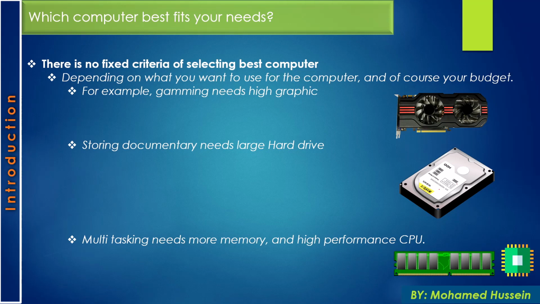For example, gaming needs high graphics, storing large amounts of information such as documentaries needs a large hard drive, and multitasking needs more memory and a high-performance CPU.